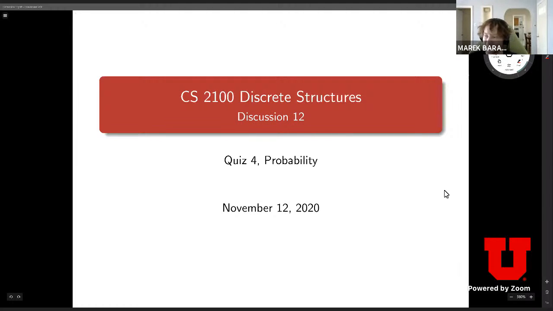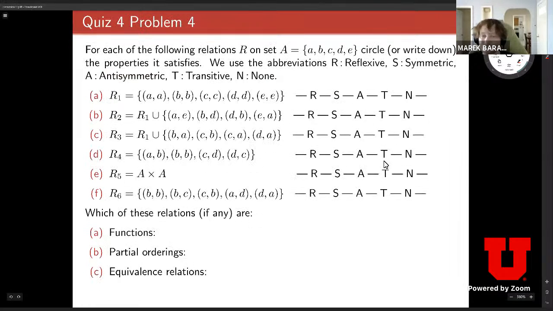Okay, that's start time. So the first thing we're going to do is go through two of the problems from the quiz. So rapid fire. So R1, is this reflexive?